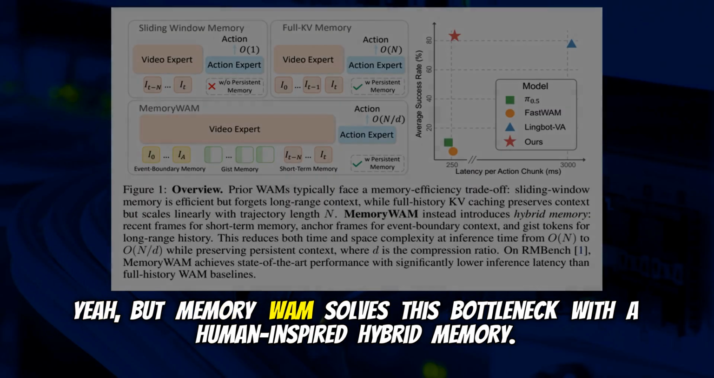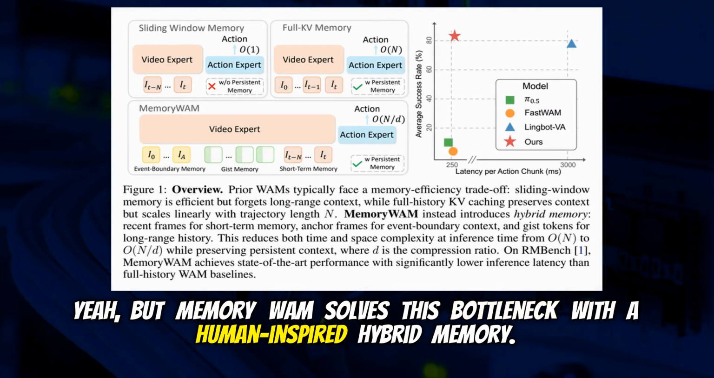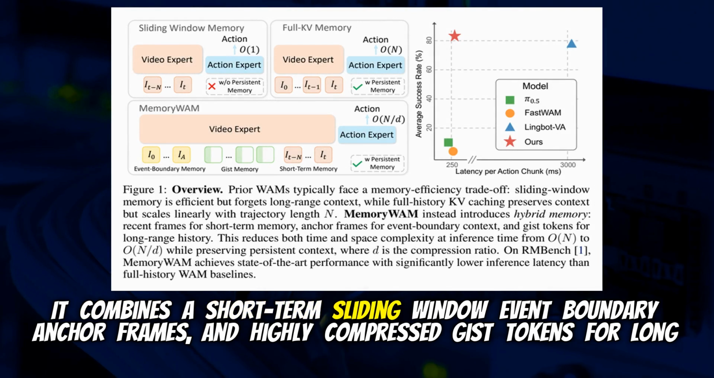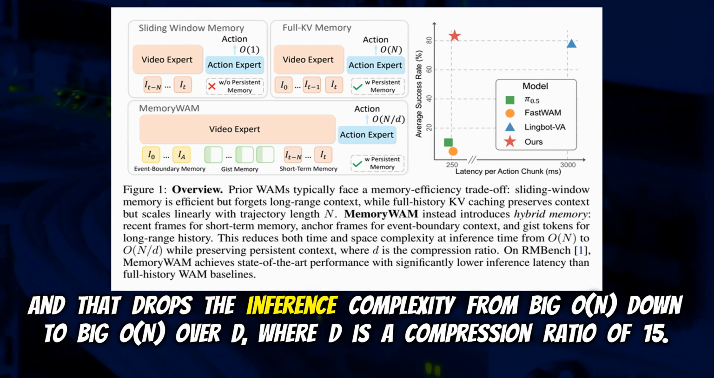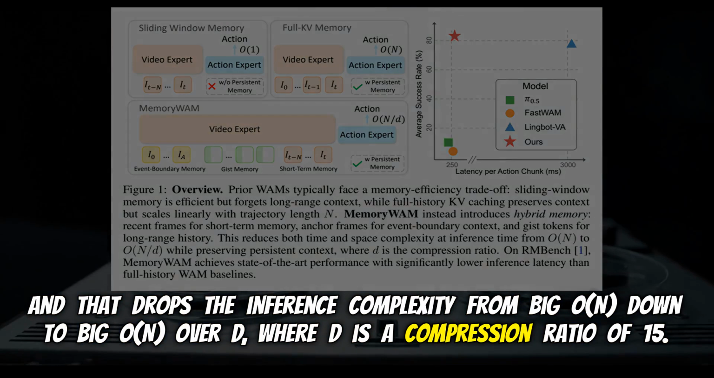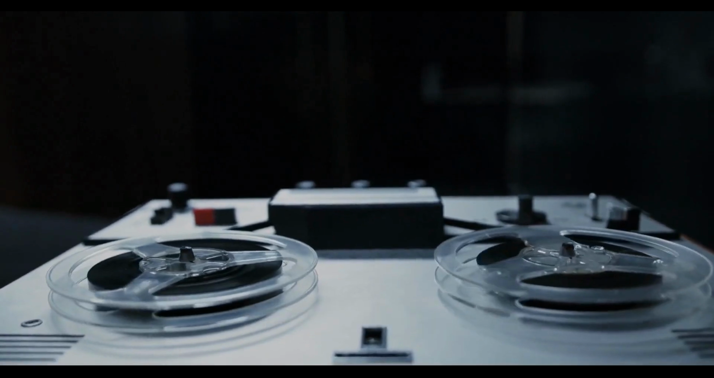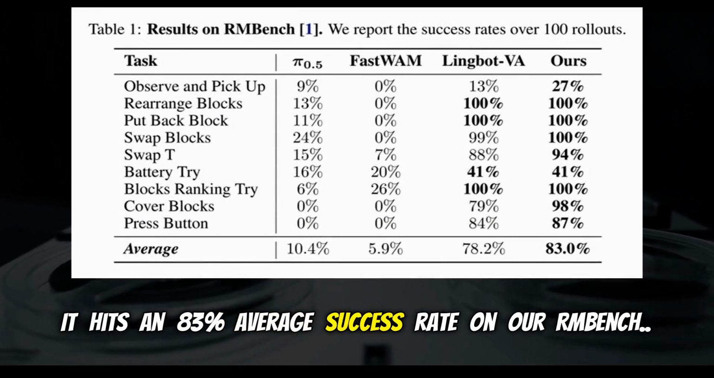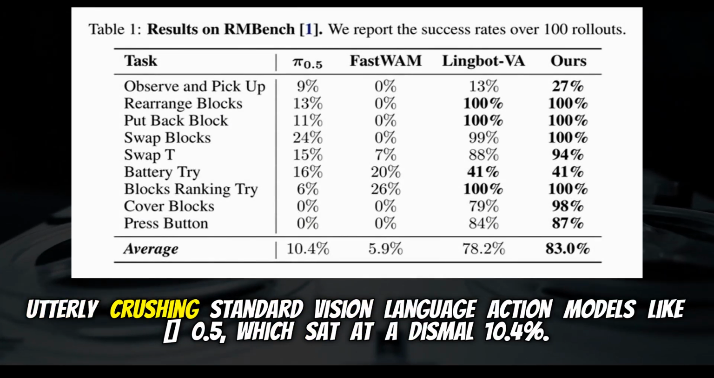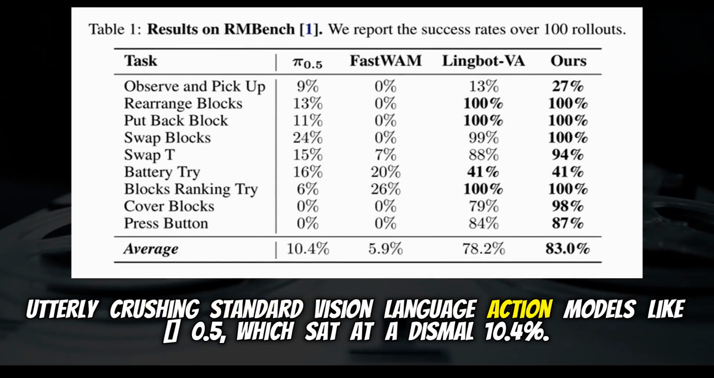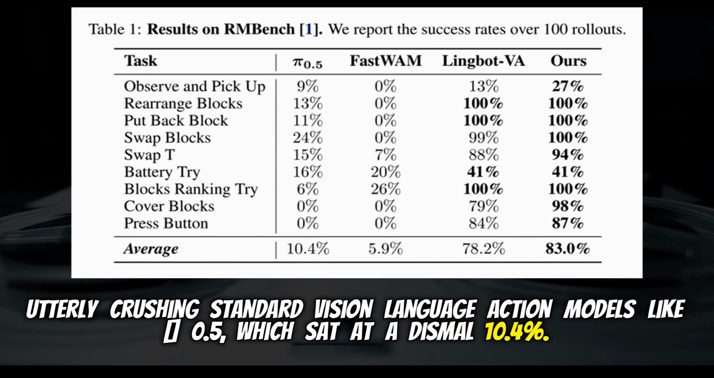Yeah, but MemoryWAM solves this bottleneck with a human-inspired hybrid memory. It combines a short-term sliding window, event boundary anchor frames, and highly compressed gist tokens for long-range history. And that drops the inference complexity from big O of n down to big O of n over d, where d is a compression ratio of 15. Which is massive. And the results are wild. It hits an 83% average success rate on RM bench, utterly crushing standard vision language action models like Pi 0.5, which sat at a dismal 10.4%.